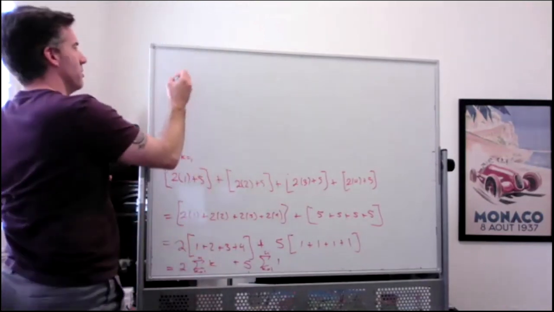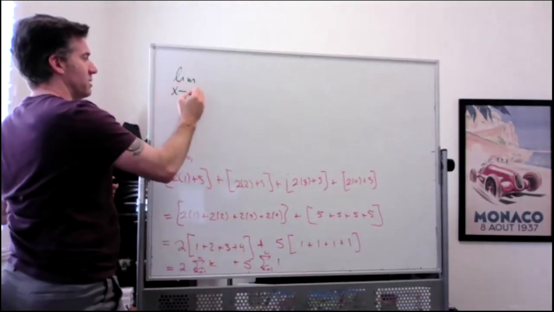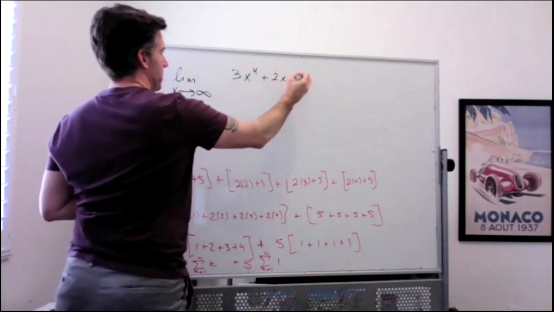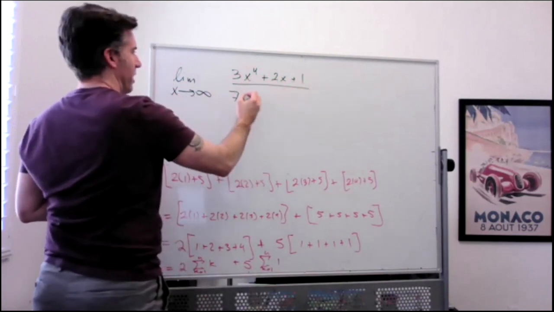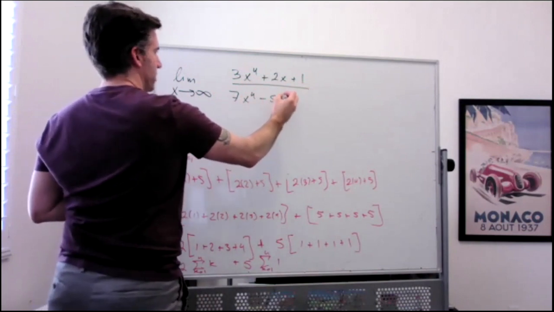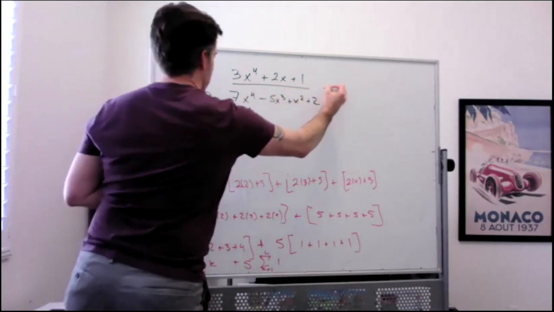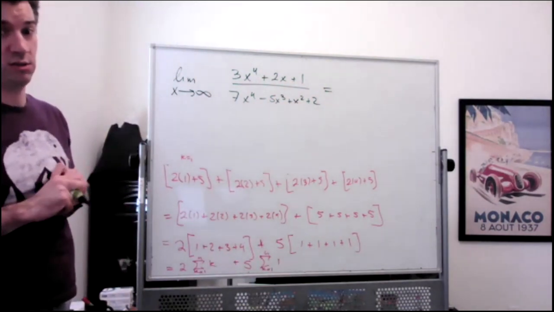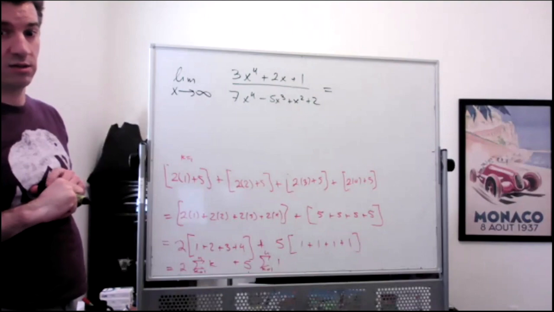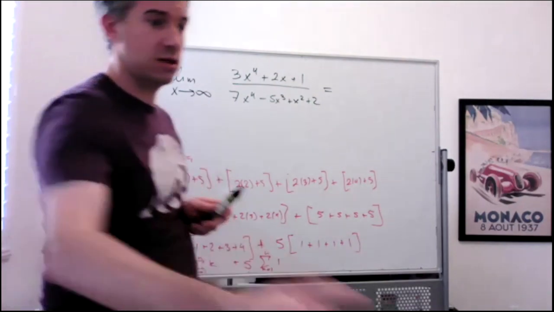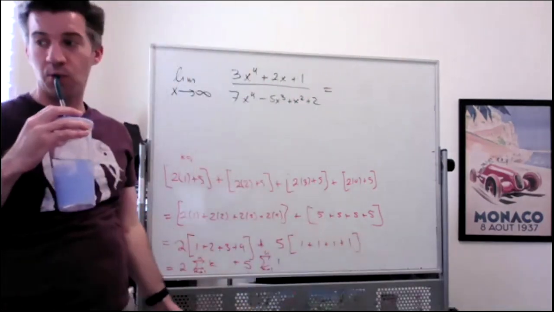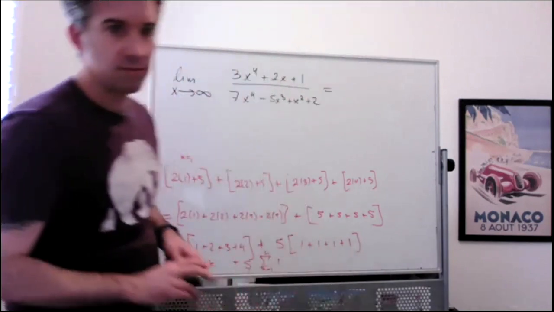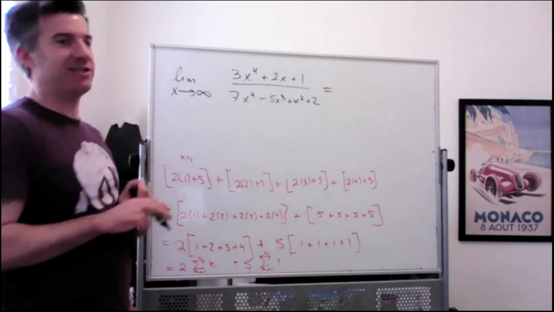how I imagine most of you know that the limit as x goes to infinity of 3x to the 4th plus 2x plus 1 over 7x to the 4th minus 5x cubed plus x squared plus 2. All of you know that that limit is equal to what fraction? Is it 3/7? Yeah, it's 3/7.